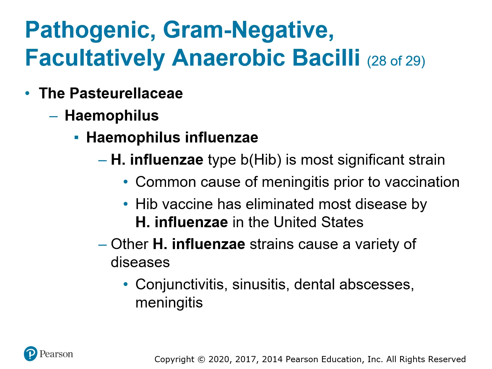So Haemophilus influenzae type B, or HIB, is the most significant strain. It's a common cause of meningitis prior to vaccination. The HIB vaccine has eliminated most cases of Haemophilus influenzae in the United States. Other Haemophilus influenzae strains cause a variety of diseases, including conjunctivitis, sinusitis, dental abscesses, and meningitis.